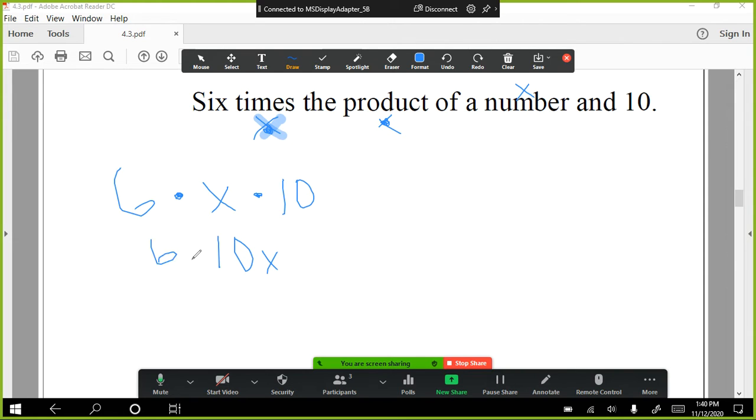So I've got 6 times. I can also use parentheses and put them beside each other. 6 times the product of 10 and x, or 6 times the product of a number and 10. And that would simplify to 60x, right? Okay. Still no equation.